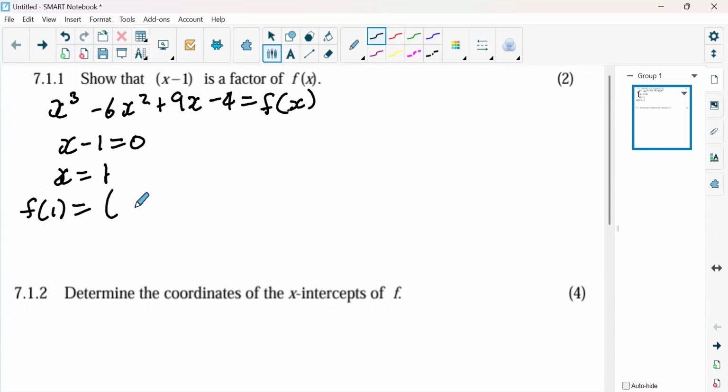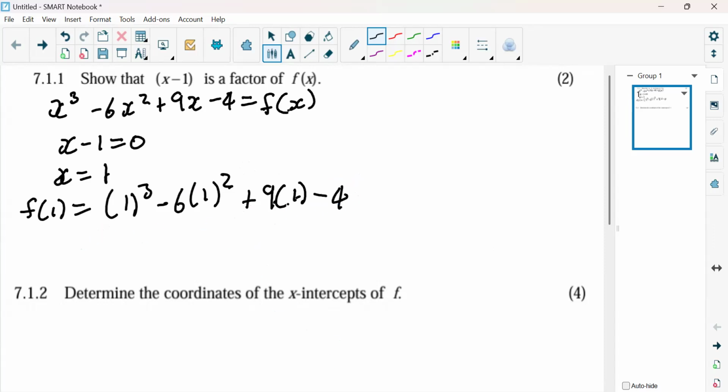Instead of x, now we're going to put 1 again. So we're going to have 1, open bracket 1, all cubed, and then minus 6, open bracket 1, all squared, plus 9, open bracket 1, and then minus 4.